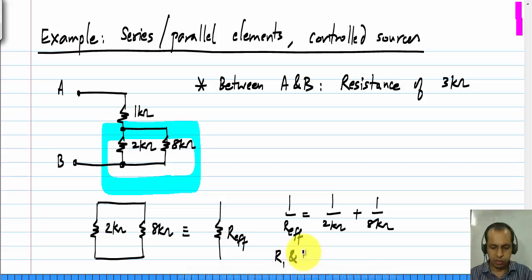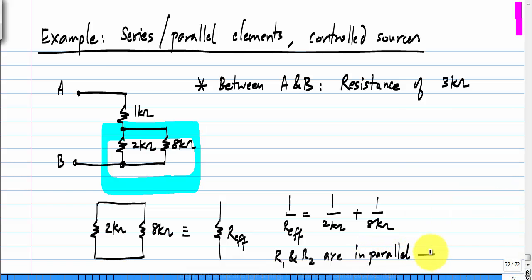If R1 and R2 are in parallel, they result in a single resistance value R1 R2 by R1 plus R2. Okay. This comes from the general relationship we evaluated earlier, that the reciprocal of the effective resistance is the sum of reciprocals of individual resistances. Okay. So if you calculate this, in this case R effective turns out to be 1.6 kilo ohms.